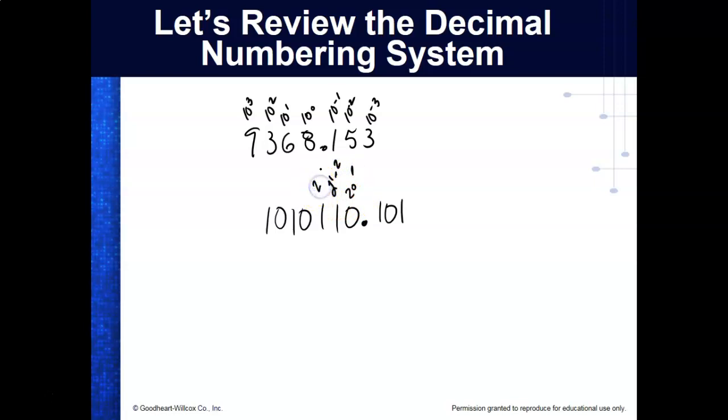This is 2 to the second, so that's 2 times 2. What's that? 4. This is 2 to the third, which is 8. Where am I at? 1, 2, 3, 4. This would be 2 to the fourth, which would be 16. This would be 2 to the fifth, which would be 32. This would be 2 to the sixth, which would be 64.